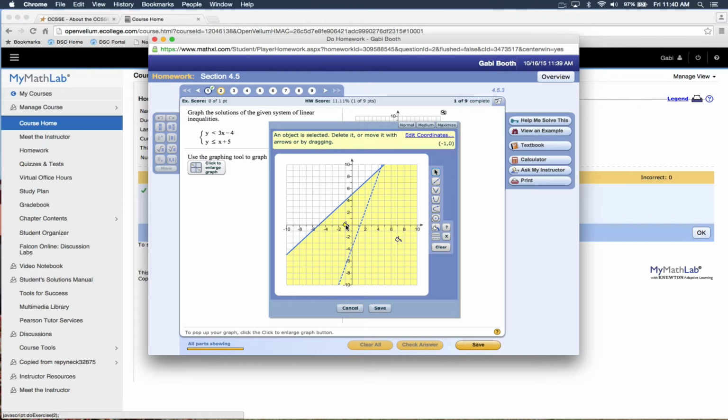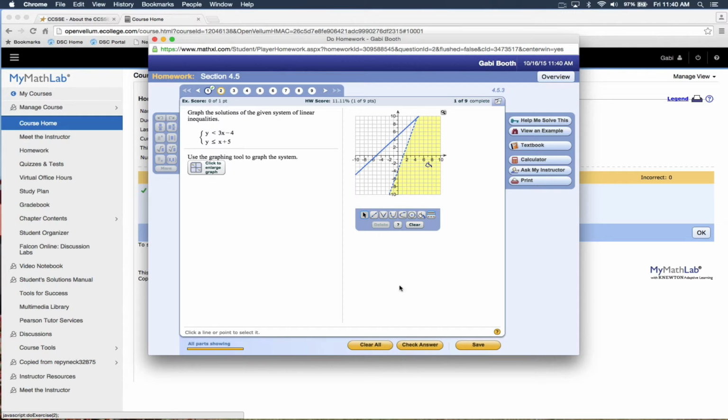So this now line has to go, and I click on the X. Now you go ahead and save it. Check your answer. Nice work.